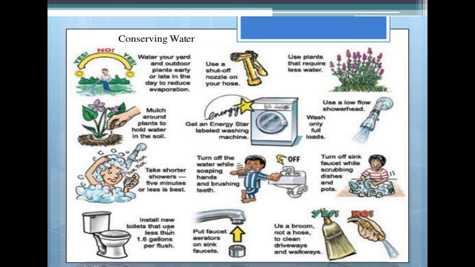Install new toilets that use less than 1.6 gallons per flush. Turn off the water while soaping hands and brushing teeth. Use plants that require less water. Use a low flow shower head. Use a broom, not a hose, to clean the driveways and the walkways. So these were some other ways to conserve the water resources.